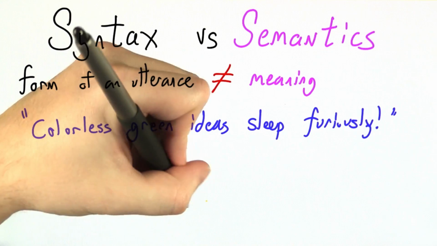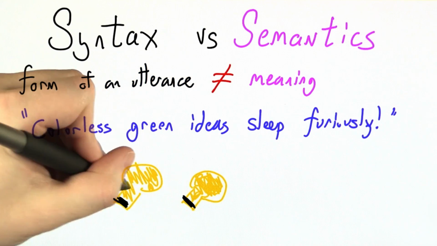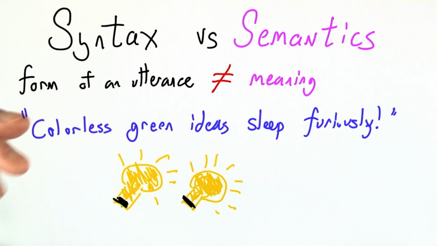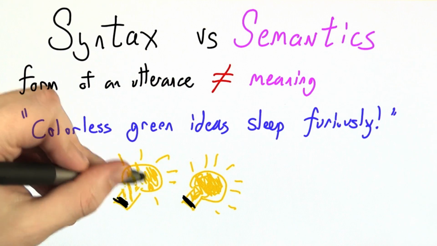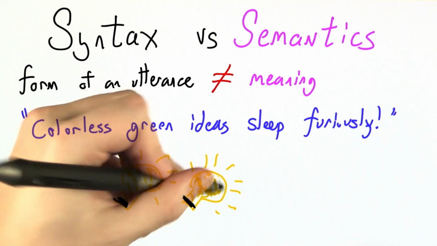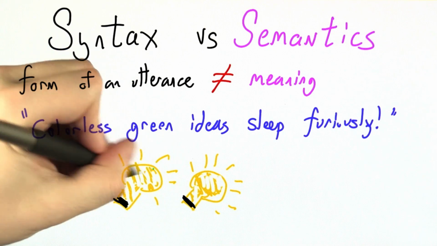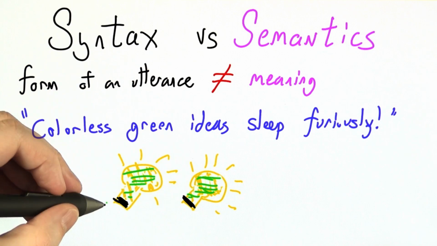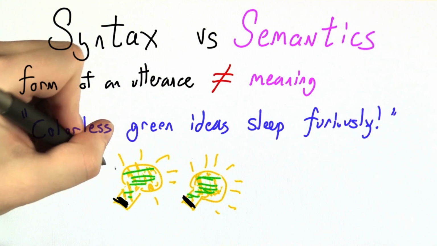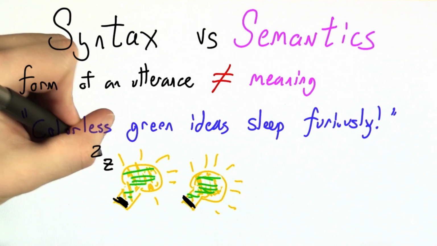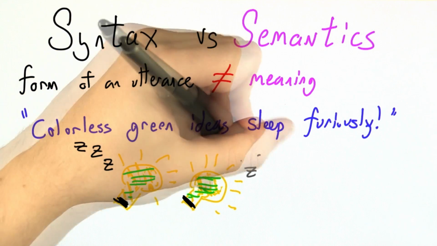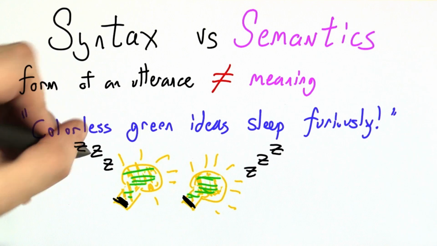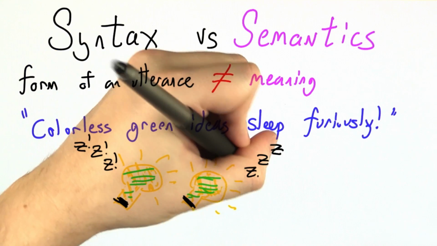Actually, let me try to sketch it out. So we've got some ideas, and I hear that one always represents ideas with old-timey light bulbs, except that our ideas are colorless, so let's ignore this yellow somehow. And simultaneously green, it's not obvious how to draw this. And then there's sleeping, and I think the universal symbol for that in English is a bunch of Z's. Zzz, the sound that snoring makes in colloquial English. But they're sleeping furiously, so zzz, lots of Z's.